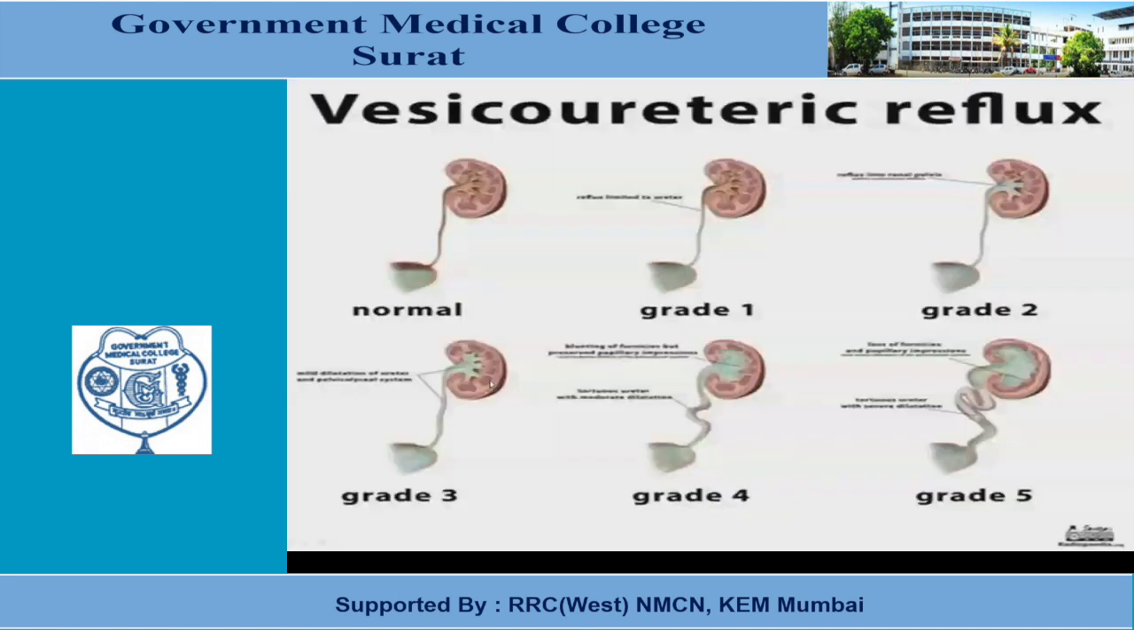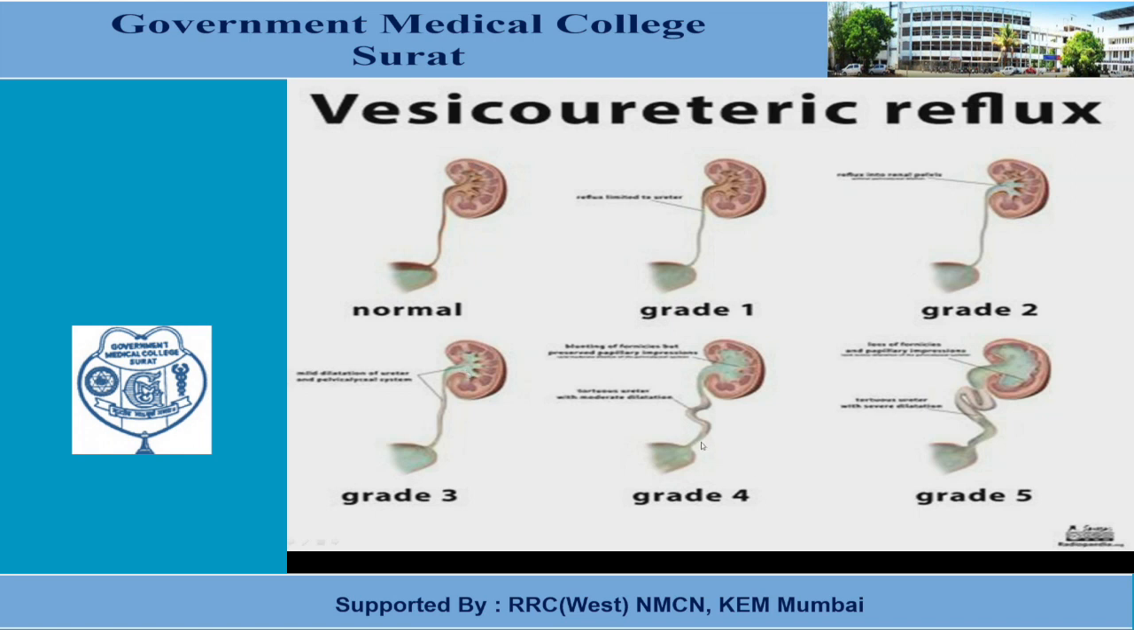For grading, there are 5 grades of VUR. In grade 0, this is normal: urine is within the urinary bladder, no reflux of urine into the ureter. In grade 1, there is reflux into the ureter up to the mid-lower part. If the reflux of urine goes from the lower ureter up to the renal pelvis, it is grade 2. In grade 3, there is dilatation of the ureter and minimal fullness of the pelvicalyceal system.